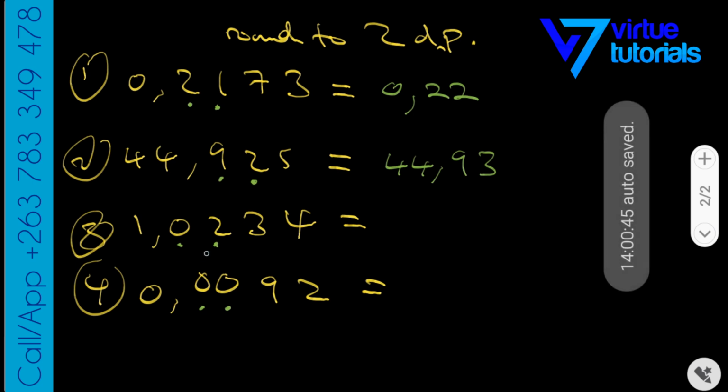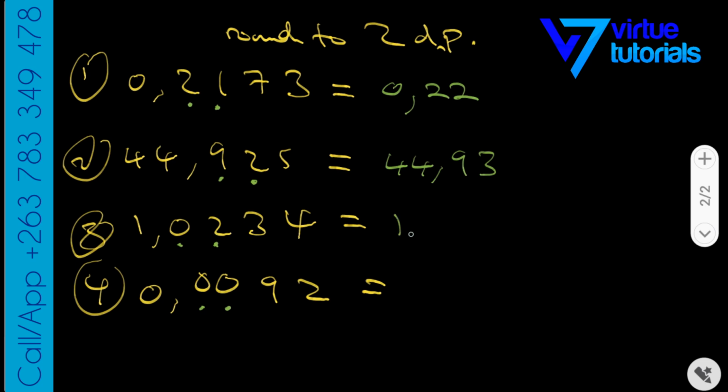And then here we have 0, 2, and then 3. 3 is below 5, so it has no effect there. So I'll have 1,02. And then I have 0,0092. 9 is bigger than 5, so it has an effect there to bring this up from 0 to 1. So I'll have 0,01. So that's how you make the simple rounding conversions when you're doing it with decimal places.